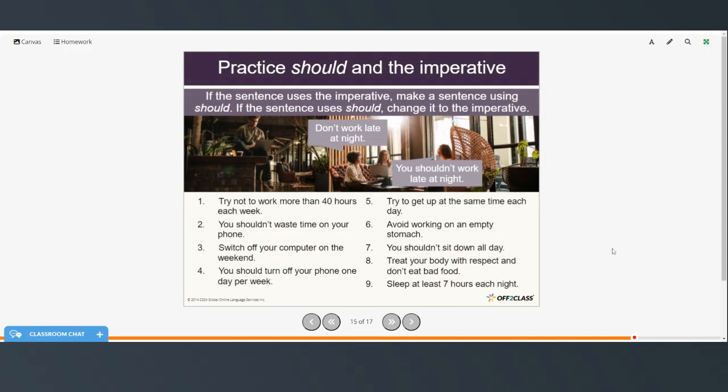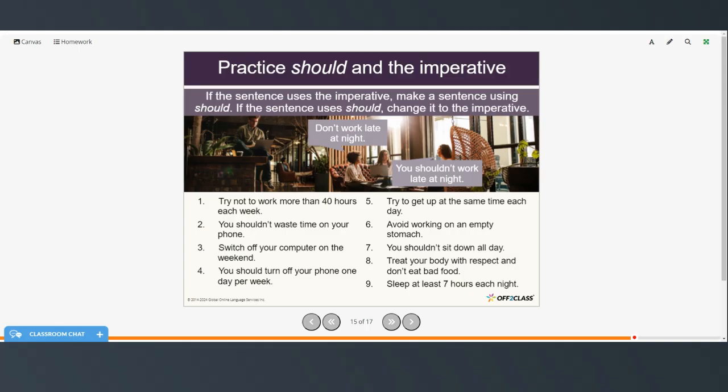So now you're going to practice should and the imperative. If the sentence uses the imperative, then make a sentence using should. And if it uses should, change it to the imperative. So here's an example. Don't work late at night. You shouldn't work late at night. So you can pause the video, try that on your own, and then restart when you're ready to check your answers.